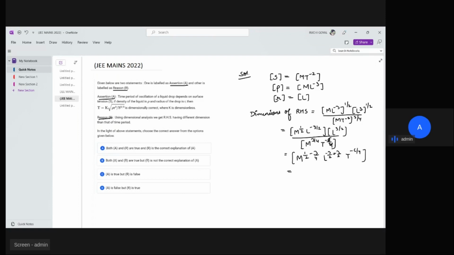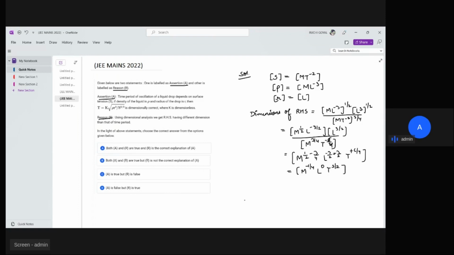So we have calculated it is m raised to power minus 1/4, L raised to power 0, and T raised to power 3/2. So this is the answer of the right hand side. Okay.